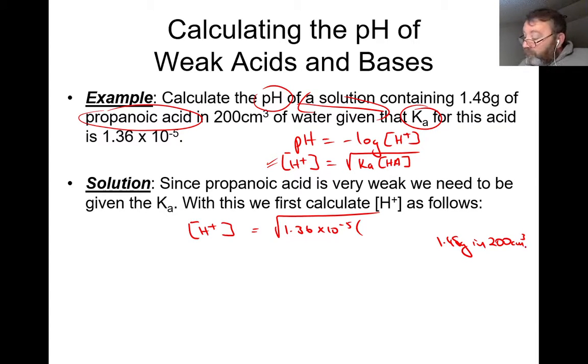So the first thing I'm going to do is bring this up to a litre by multiplication times 5. There's my 1 litre. Multiply this side by 5 also to work out how many grams are going to be in a litre. So 1.48 times 5 is equal to 7.4. So that's 7.4 grams in 1 litre.